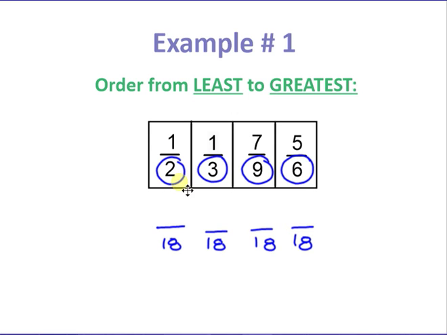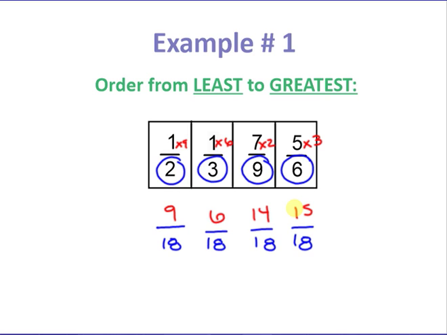Okay, now how many times does 2 go into 18? 9 times. So 1 times 9 is 9. How many times does 3 go into 18? 6. So 1 times 6 is 6. How many times does 9 go into 18? 2. So 7 times 2 is 14. And then how many times does 6 go into 18? 3. So 5 times 3 is 15.